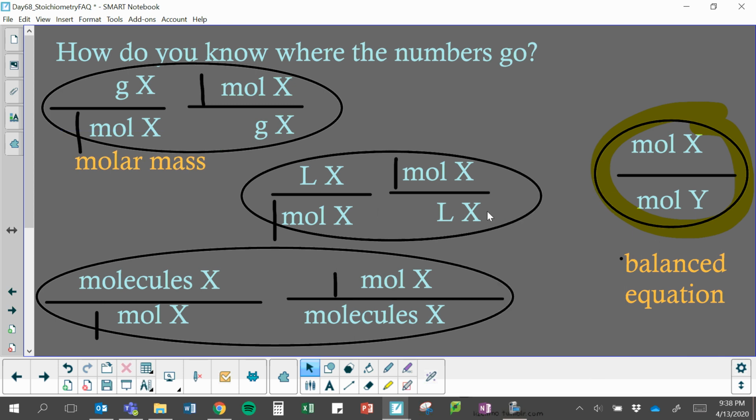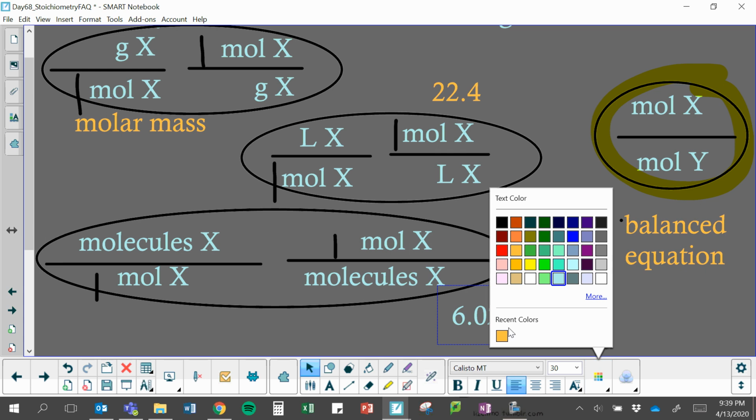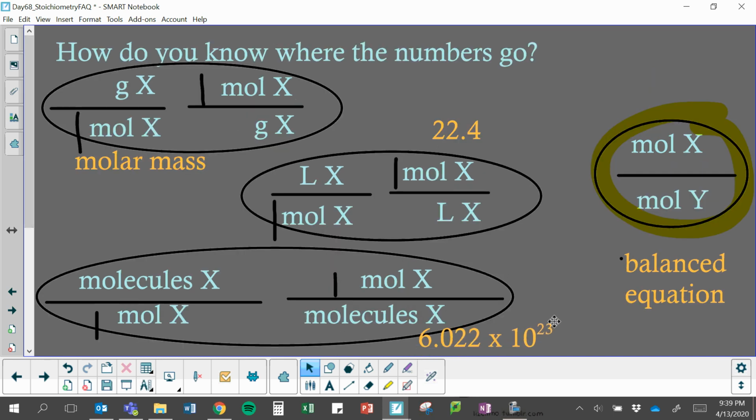If you have liters, this is where you're using that 22.4. So you would put 22.4 with your liters if it's on top, or 22.4 liters if it's on the bottom. And then if you have molecules, this is where we're using Avogadro's number, 6.022 times 10 to the 23rd. So that means this number will go with molecules. If we have molecules on the top, this number will go on top. If we have molecules on bottom, this number will go on bottom. So this is how we're then able to figure out where the numbers go for each of these.